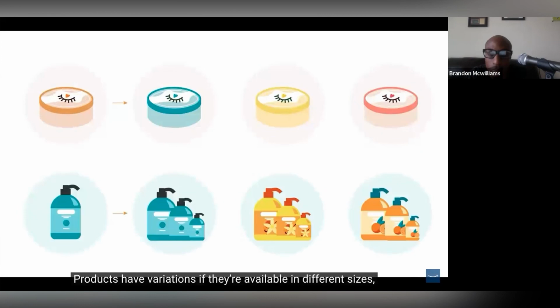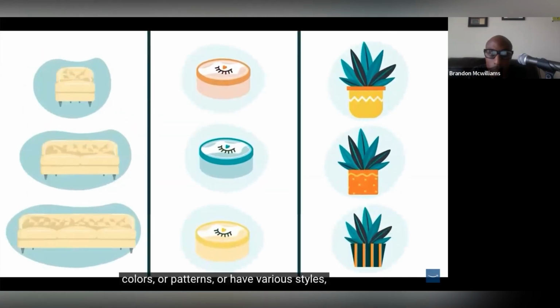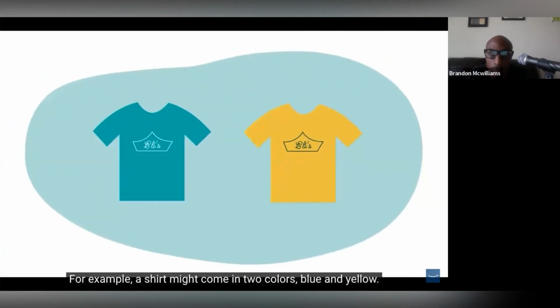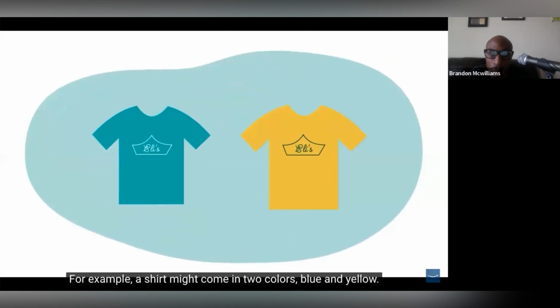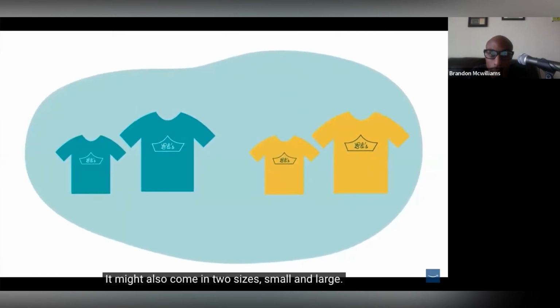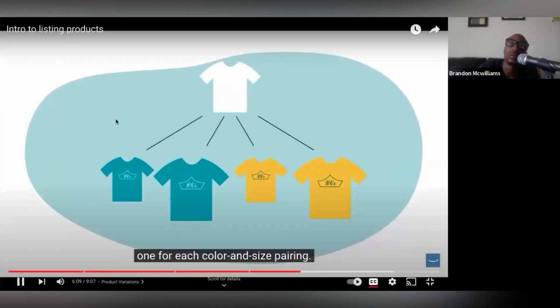Products have variations if they're available in different sizes, colors, or patterns, or have various styles, amounts, or flavors. For example, a shirt might come in 2 colors, blue and yellow. It might also come in 2 sizes, small and large. That would be 4 variations total, 1 for each color and size. So variations are very important.